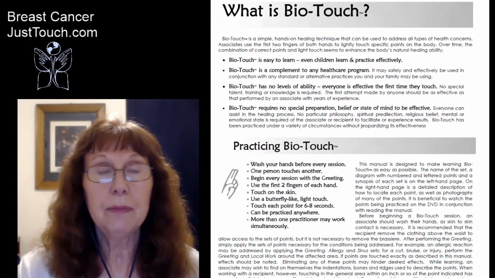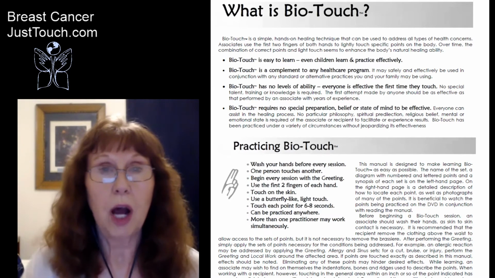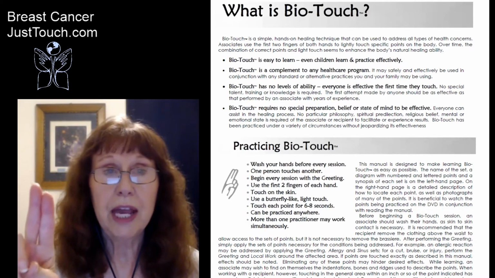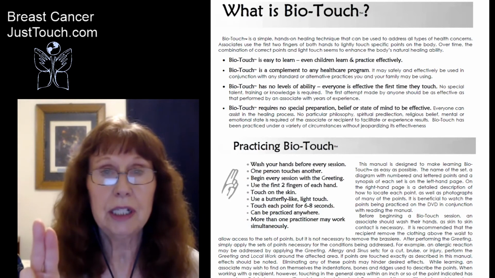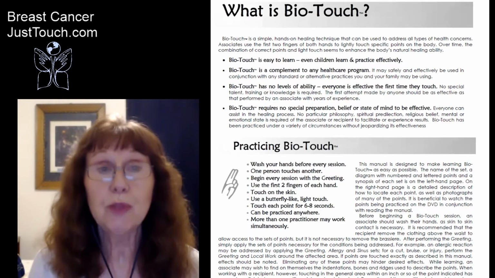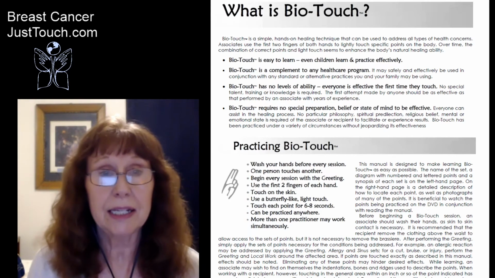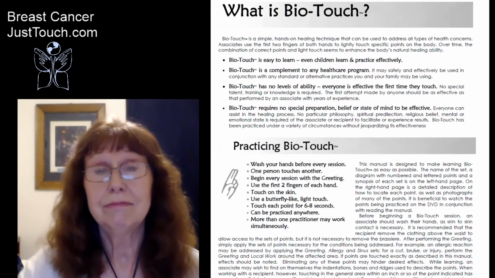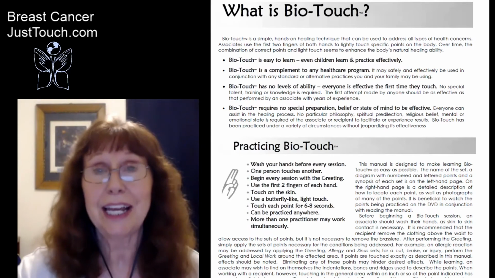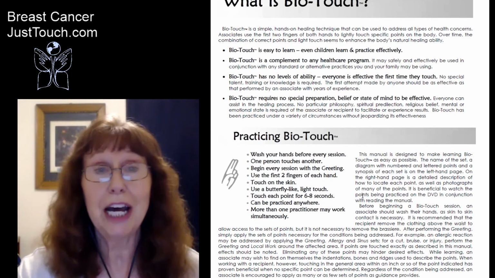Before we practice BioTouch, there are 1 or 2 things that we always do. We wash our hands, and BioTouch is taking the first 2 fingers of the hand and lightly touching, using that butterfly touch, and holding each point 6 to 8 seconds. And that's it. Wash your hands, hold each point 6 to 8 seconds, very lightly like a butterfly, and you've got it.